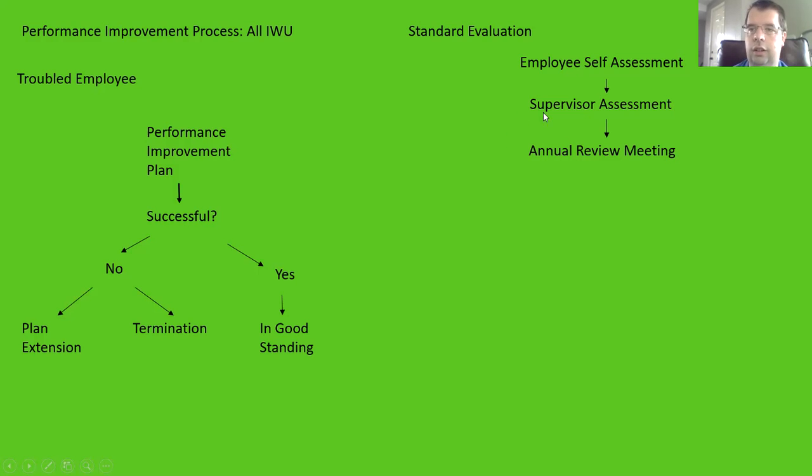And the regular process, this occurs once a year. The employee does a self-assessment, the supervisor does an assessment, and then there's an annual meeting to compare and contrast these two assessments and come up with an agreement, a compromise between the two.